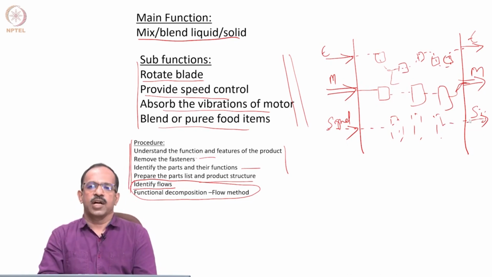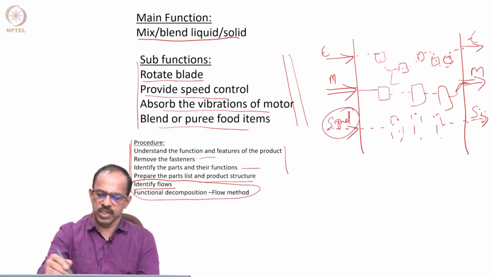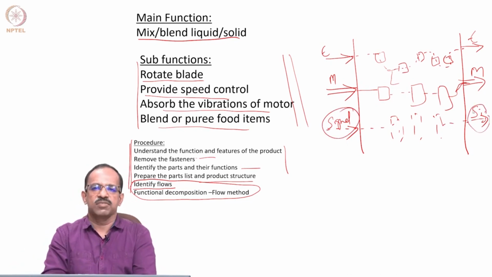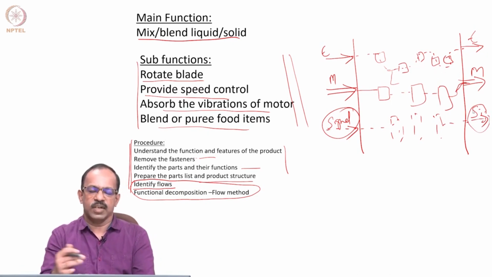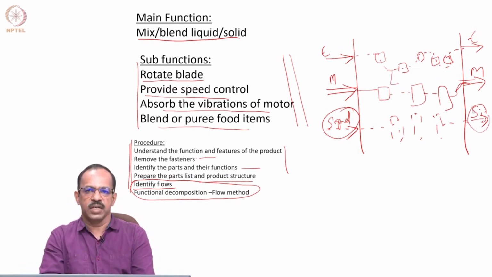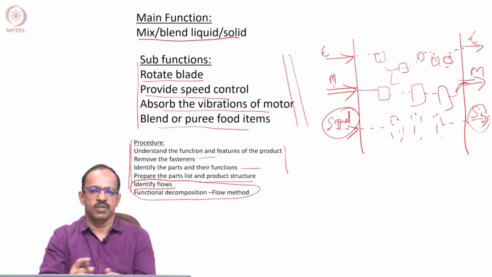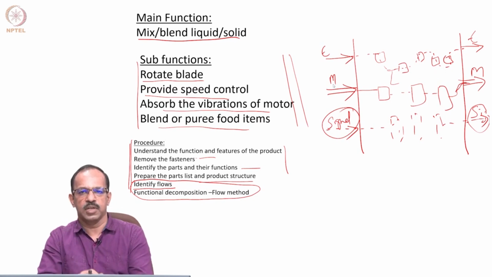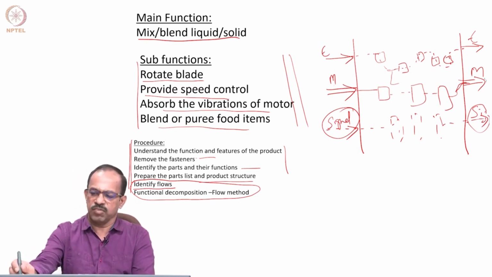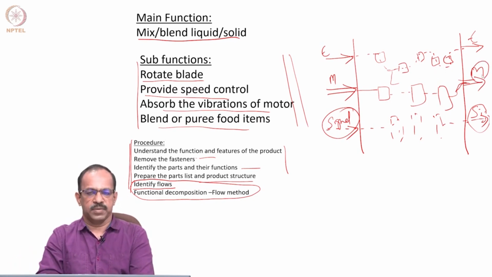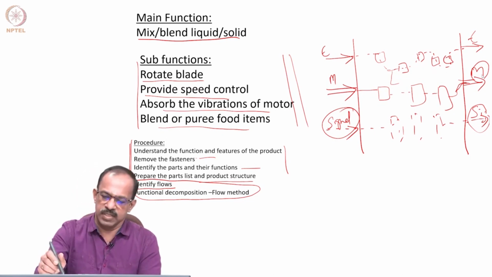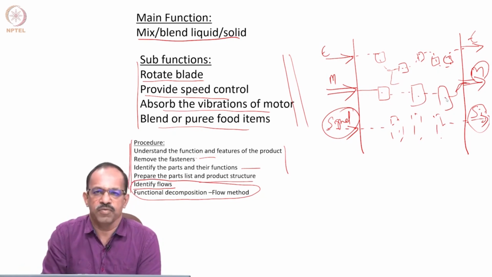Similarly, the signal also. You need to identify the functions which convert the input signal to an output signal, and what happens inside in order to get this conversion. For the material, maybe you are giving two liquids, or one liquid and a semi-liquid, and finally you are getting a mix. How is this happening? What actually needs to be done inside? That is basically the functions of the product.